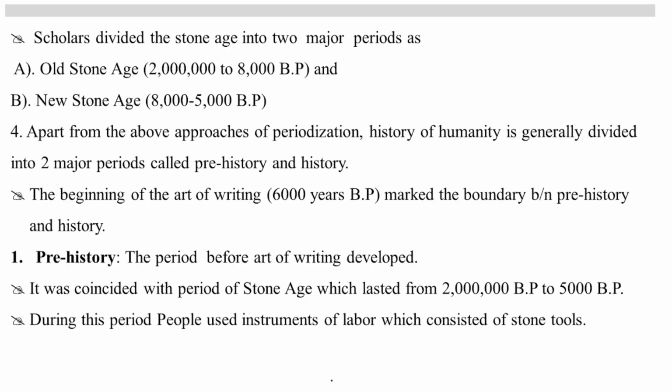One, Old Stone Age. Old Stone Age means from 2 million up to 8,000 years before present.